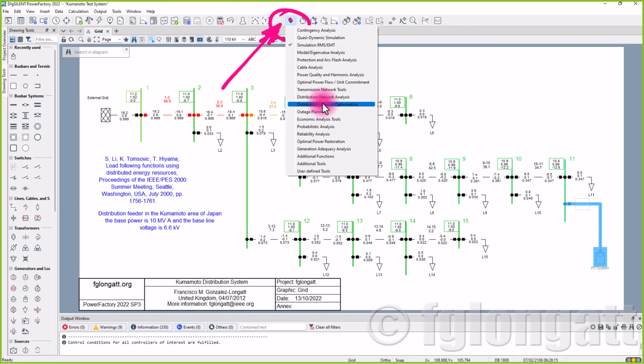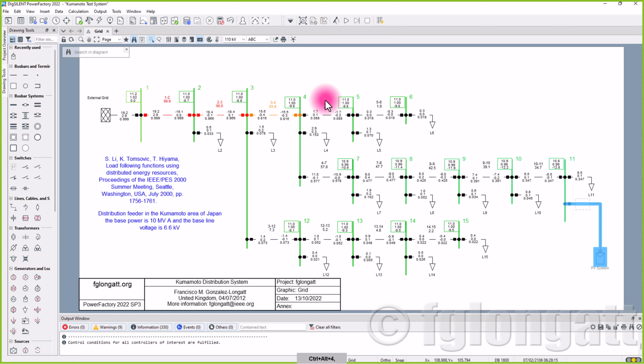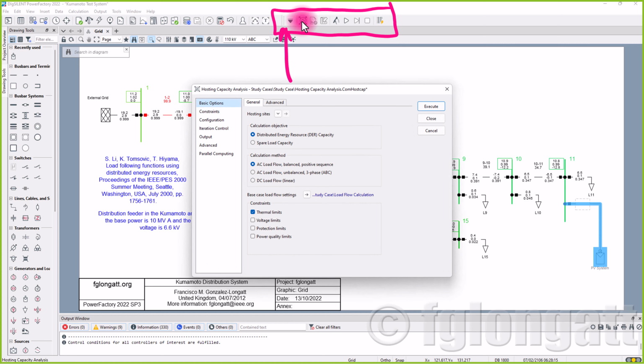You can see here, there is a tool that is called distribution network analysis. This is beautiful. Let me press over there and you will see that the icons here at the toolbar change, because right now we are using the distribution analysis tool. And the first icon that you will find over there is extremely exciting, because this is a tool that has been included in PowerFactory in recent years.